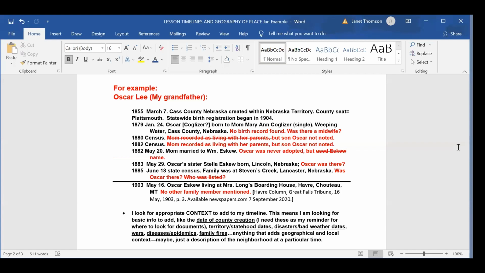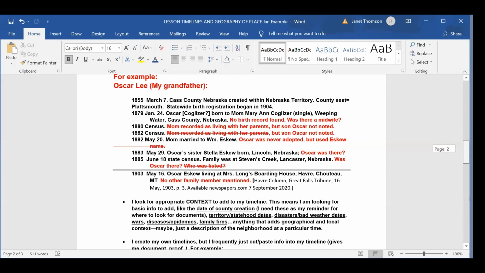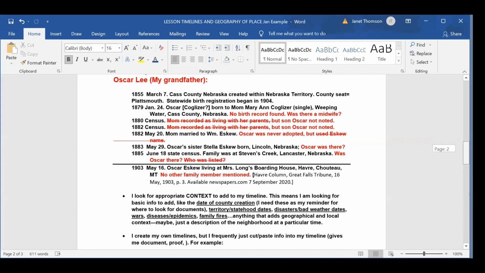So I need to go back and look at the appropriate context, because when I label it on the strength of things, my information is kind of weak, other than the fact that I knew him. So I look for appropriate context, as you would, to add. I'm looking for basic info. That's why I've got that thing up at the top that says March 7 of 1855 is when Cass County, Nebraska was created. While Nebraska was still a territory, but no birth registrations began till 1904. What a bummer.